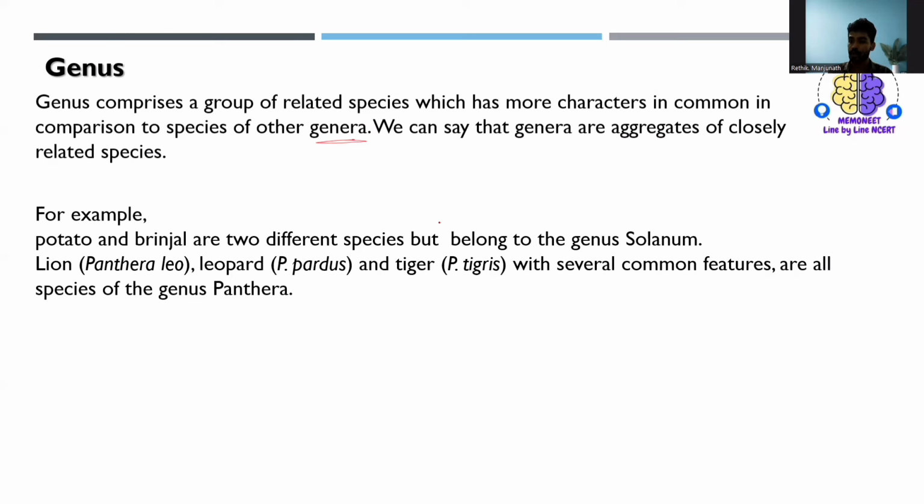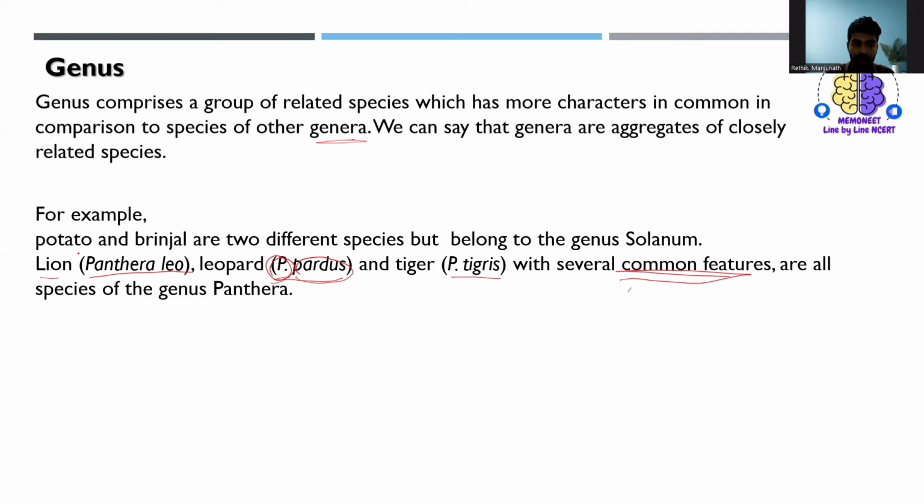So if the species are closely related, we can bring them into one specific group. For example, Panthera leo, then we have Panthera pardus, and we have Panthera tigris. You can see it has different species but the same genus. Why are we bringing them together? Because of several common features. For example, they're carnivorous, they're flesh eating, and they're very similar to each other. Therefore, we bring them together in Panthera.